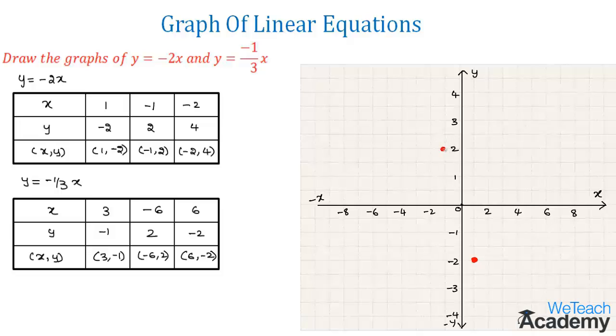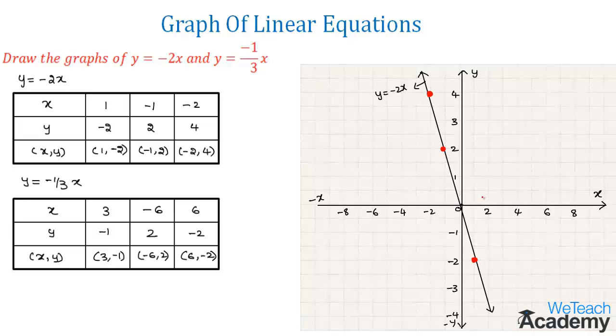So let us mark a point over here. And then we have the next ordered pair as minus 2 comma 4, so we get a point somewhere here in the second quadrant. Now let us join all these points. On joining we get a line which represents the line of the equation y is equal to minus 2x.